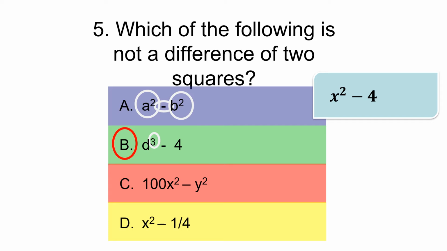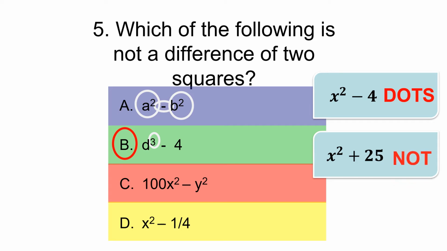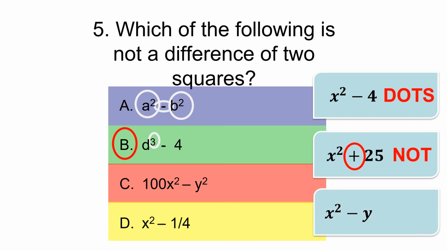Is x squared minus 4 a difference of two squares? Yes, it is a difference of two squares. How about x squared plus 25? Very good. This is not a difference of two squares because the operation is addition. Next, x squared minus y. Is this a difference of two squares? Not, because the second term is not a perfect square.